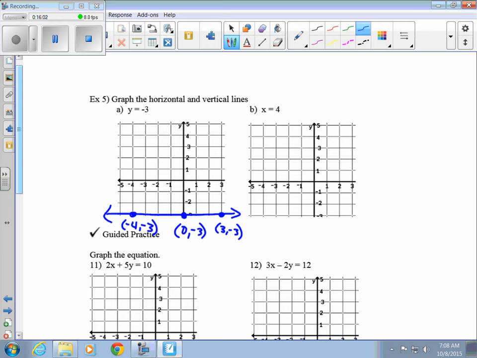Then we're going to come over here, and x equals 4. So 4 went off my graph apparently. So here is 4. So I'm going to draw my vertical line, because this is the ordered pair 4, 0. This is the ordered pair 4, 5. This is the ordered pair 4, -2. So no matter what, my x value is going to equal 4. So if it's y equals just some number, it is a horizontal line. If it's x equals some number, it is a vertical line.